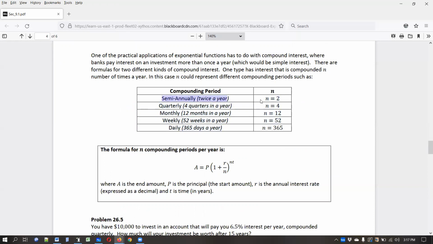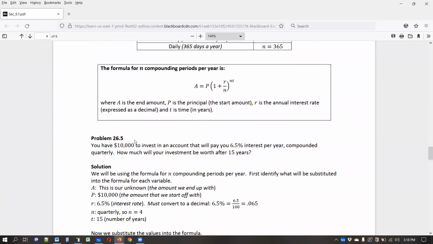Semi-annually means twice a year, so N is 2. Quarterly means 4 times a year, so N will be 4. Monthly means 12 times a year, so N is 12. Weekly, 52 times a year, N is 52. Daily, 365 days a year, or 365 for N. If the problem just says compounded annually, N would be 1. Okay, it's not included in the table, but just in case it says that, N would be 1.